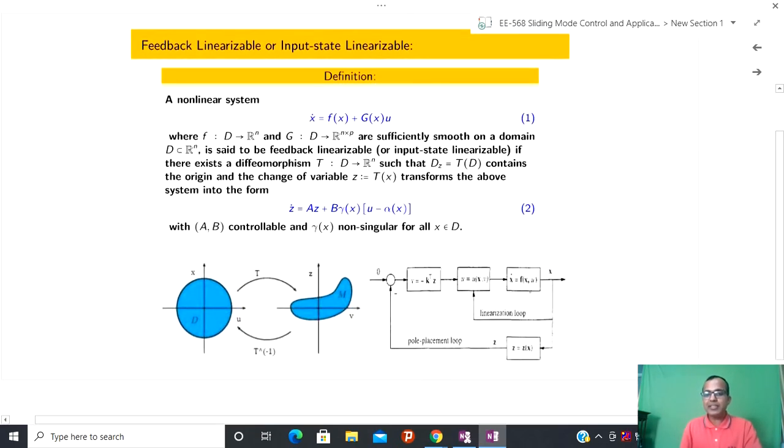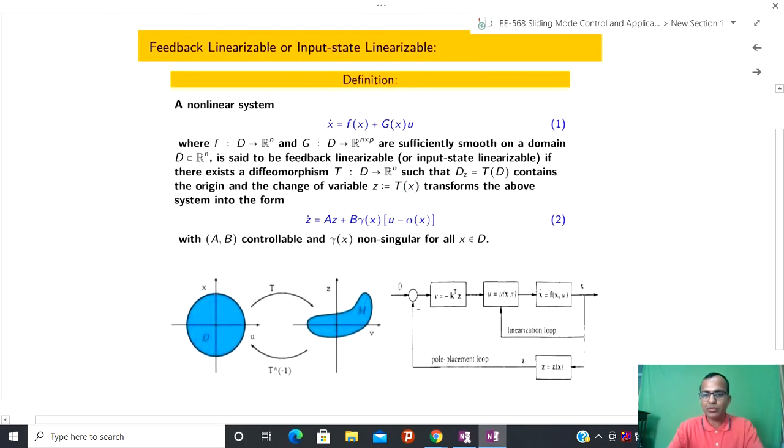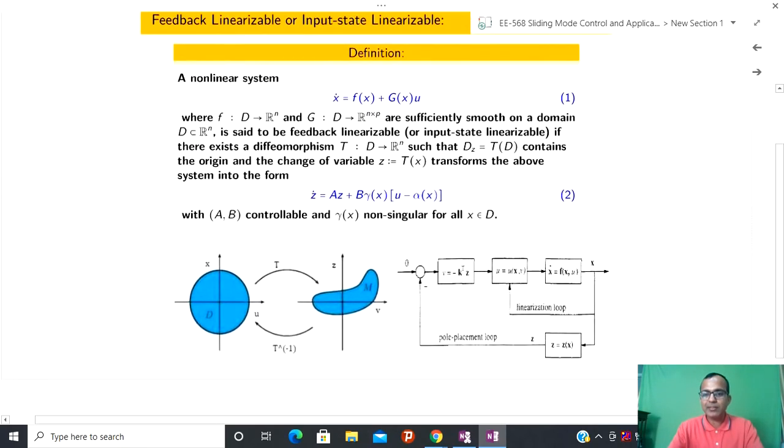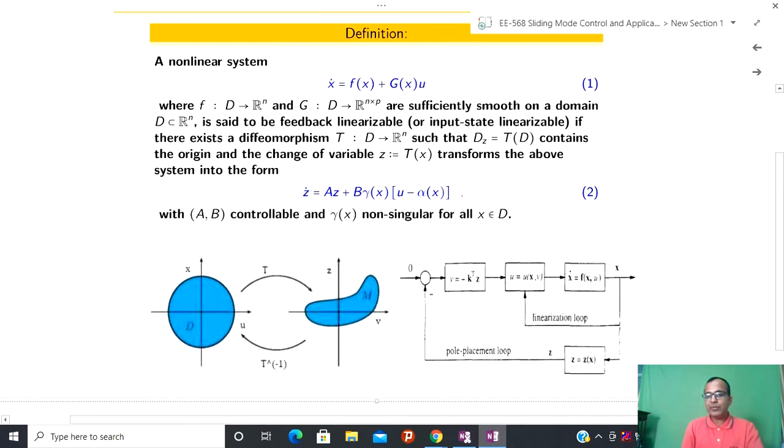Basically, is this diagram visible to everyone? Because I found that the quality of this diagram is not good. Are you able to see this diagram, everyone? Yes, sir. Here you can see that in this diagram, this system is a non-linear system, and I am assuming that I have control u, and all states I am taking as output.